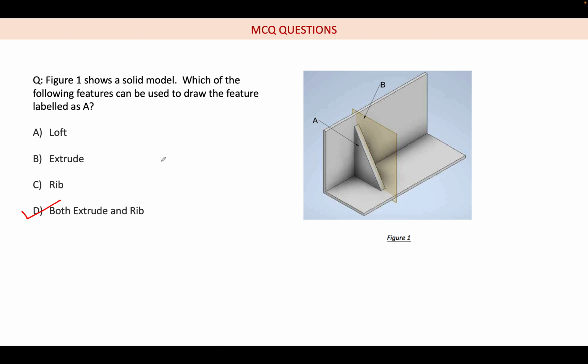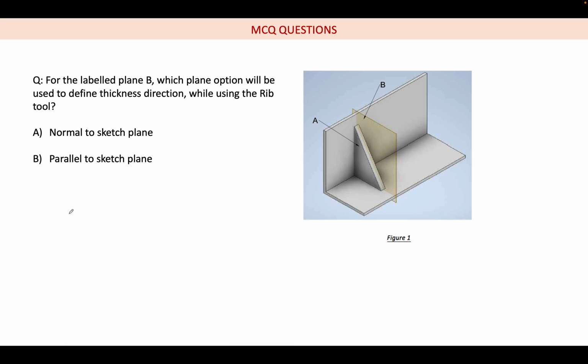So one option is, when you are going to draw the extrude, for example you can draw this triangle part and later you can extrude it in the direction, so you can give the required thickness, so you are able to form this object. The second option is you can draw a line and you can use the rib option, so automatically it will execute this part A. So both extrude and rib can be used. So that is this question.